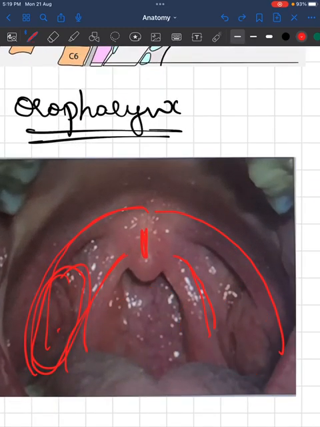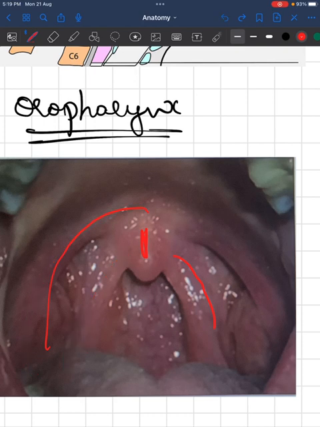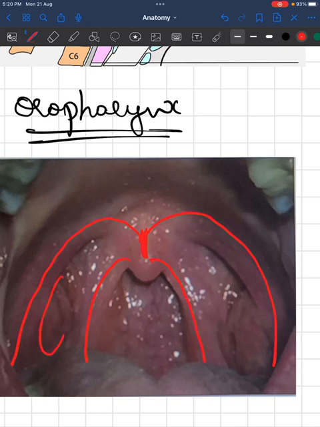Let us see once again the structures seen in the oropharynx. First, the uvula. From this one layer comes, the anterior pillar. This is the posterior pillar, and in between are the palatine tonsils. On the posterior wall there are nodules of subepithelial lymphoid tissue. This much is enough for us.